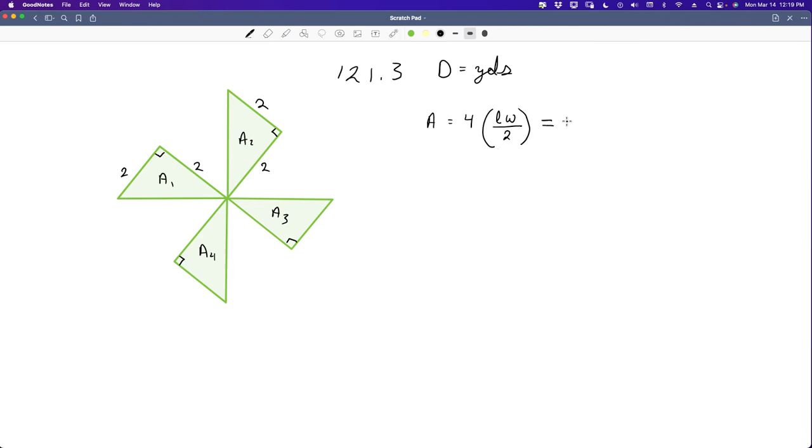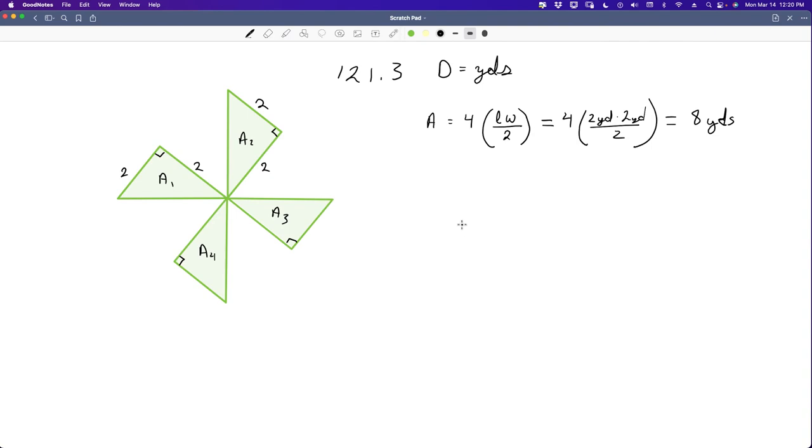So that is going to be four times 2 yards times 2 yards divided by two. So 2 times 2 is 4 divided by 2. That's 2 square yards. 4 times 2 square yards is 8. So 8 square yards is the area of this figure because we solved for one and then multiplied it by the number of congruent figures that we had.